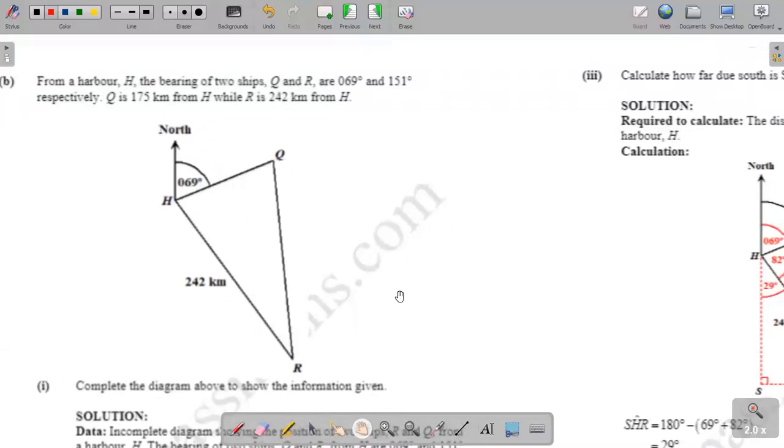Get your calculators. So this is to see if we really understand. So there we go. We have H, Q, and R. And it says that we have a bearing to Q of 069, which is 69 degrees, and 151. What do you realize? Is the 151 in the diagram?